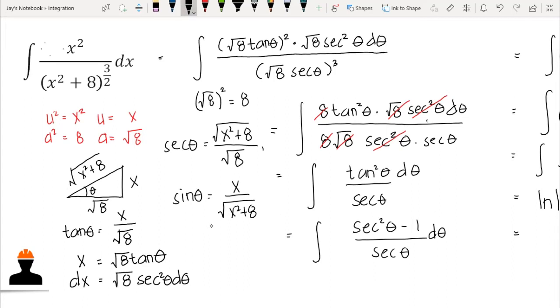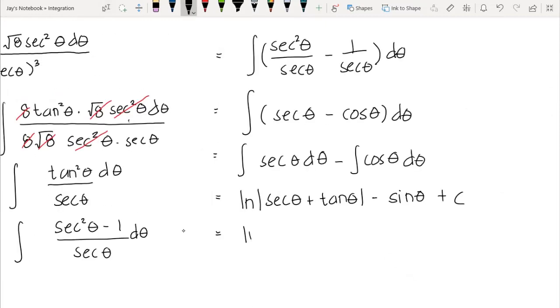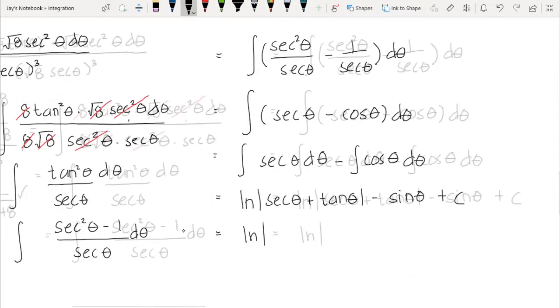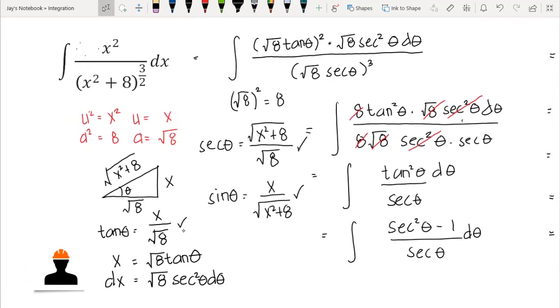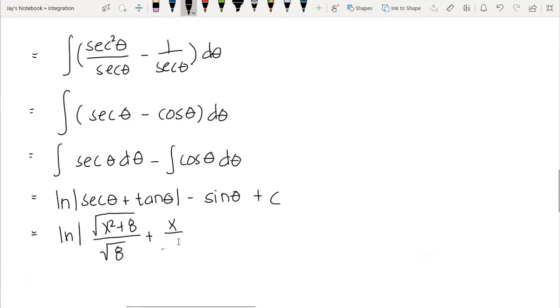So we have determined secant theta, sine theta, and tangent theta. Then let's substitute this value to our integration. So we have the natural logarithm of our secant theta here, that is square root of x squared plus 8 over square root of 8, plus our tangent theta here, that is x over square root of 8, then minus our sine theta, that is x over the square root of x squared plus 8. Then we have plus c.